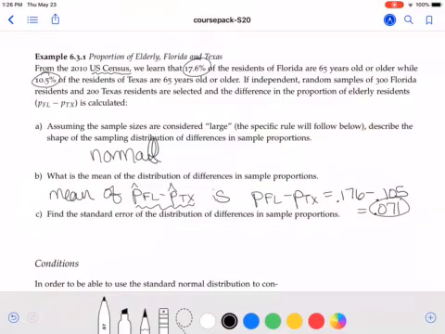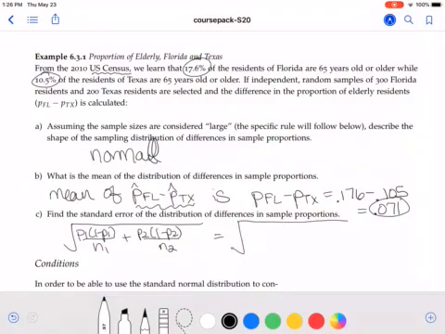And then the standard error for the difference in the two sample values is the square root of P1 times 1 minus P1 over N1 plus P2 times 1 minus P2 over N2. And these we're calling the Florida and Texas values. So this would be 0.176 times 1 minus 0.176 divided by that sample size, which is 300, and then 0.105 times 1 minus 0.105 divided by that sample size, which was 200. This turns out to be 0.0309.